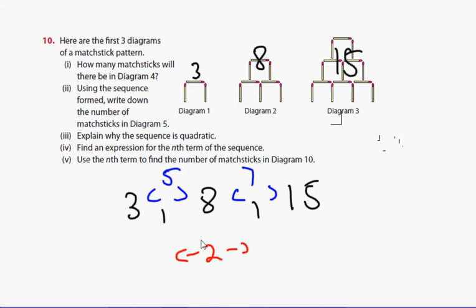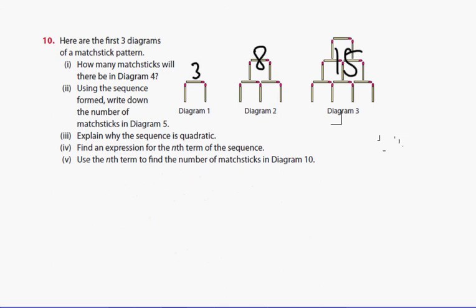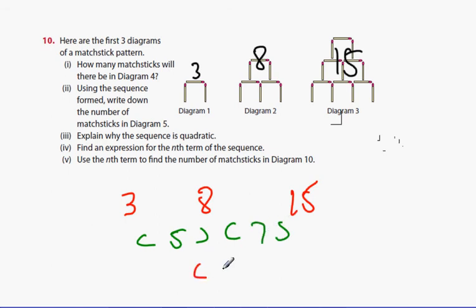Sorry guys, I'm just going to present that a bit better. I usually don't present it that way, I present it this way. 3, 8, 15. Then the gap is 5, this gap is 7, and this gap here, which is the difference of the differences, I need a different colour. The difference of the difference is the number 2.